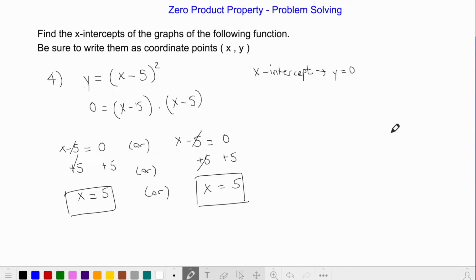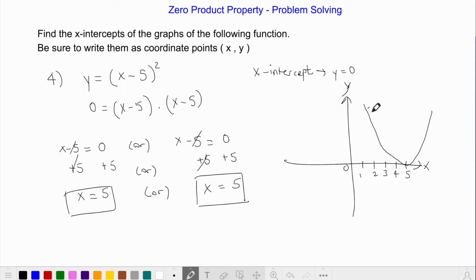And when you draw the graph, here is the y-axis and here is the x-axis, and here is 0, and let's check at 5. At 5, the graph will cut like this. Alright, so this is the graph of y is equal to x minus 5 the whole square.